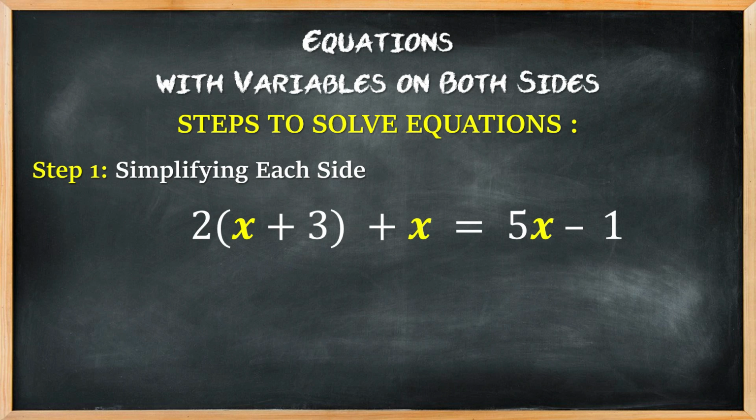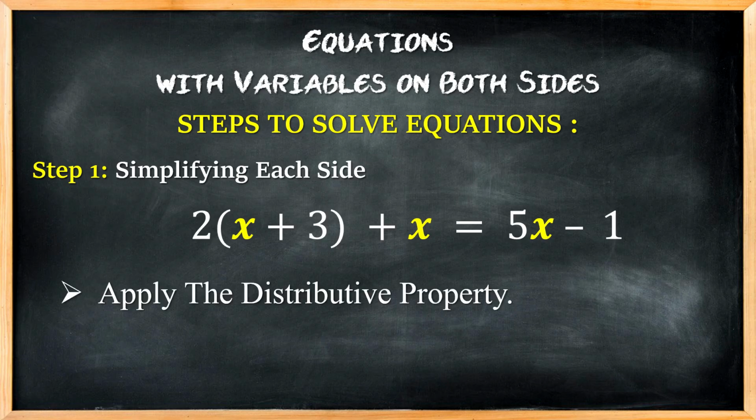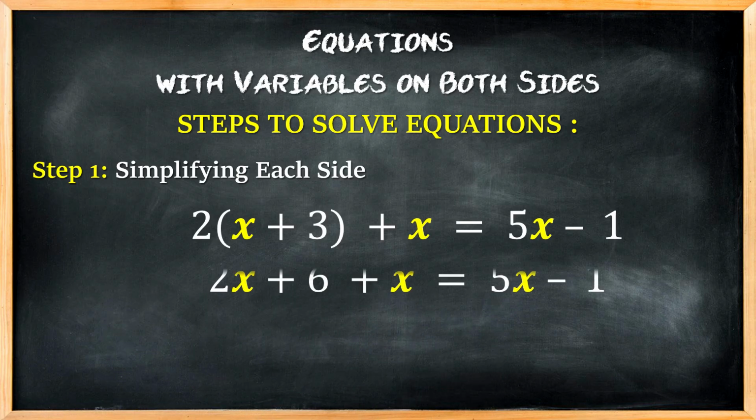First, we apply the distributive property to eliminate the parentheses. We multiply 2 by each term inside the parentheses. 2 times x equals 2x, and 2 times 3 equals 6. After applying the distributive property, our equation becomes 2x plus 6 plus x equals 5x minus 1. Now we can see all terms clearly without parentheses.